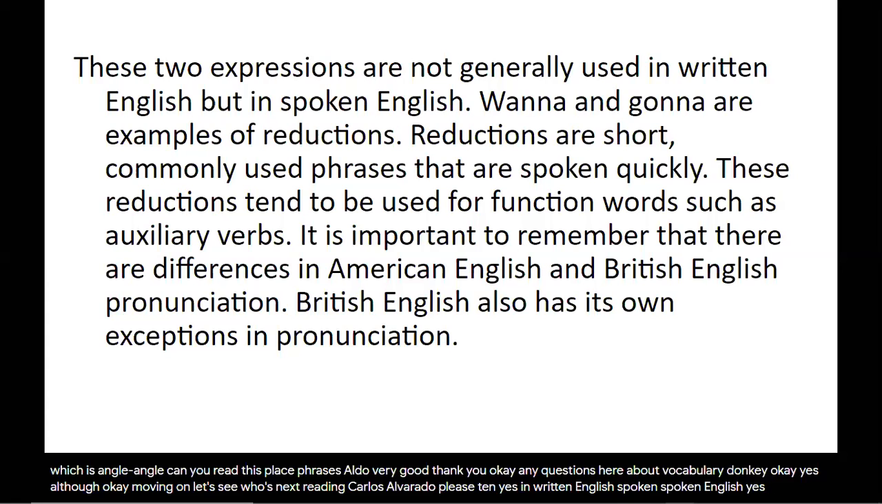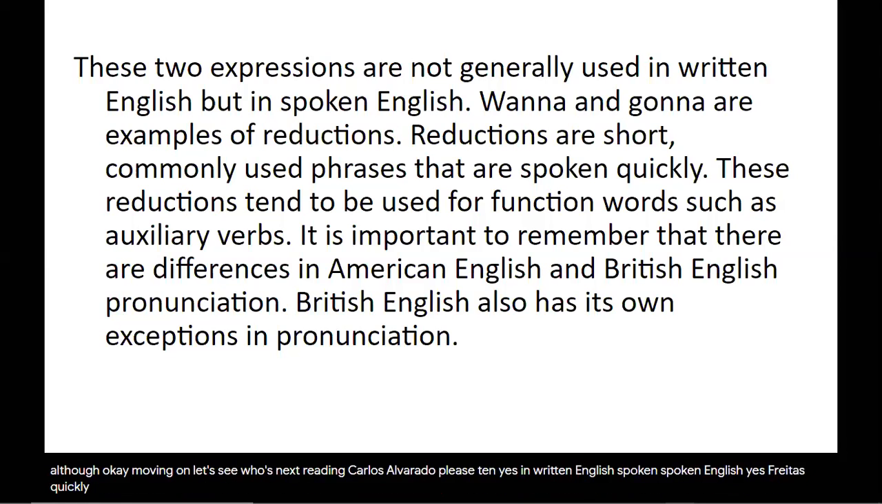Gonna and wanna are examples of reduction. Reductions are short, commonly used phrases that are spoken quickly. The reduction tends to be used for function words, such as auxiliary verbs.